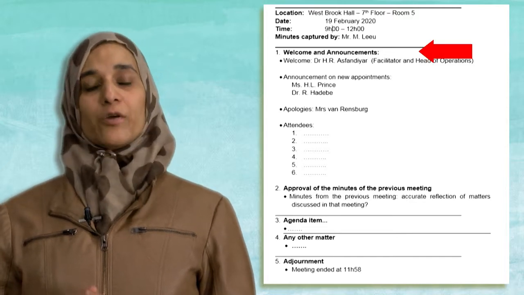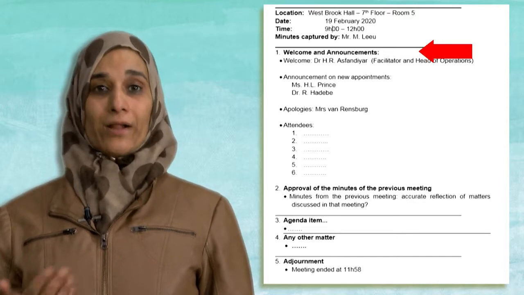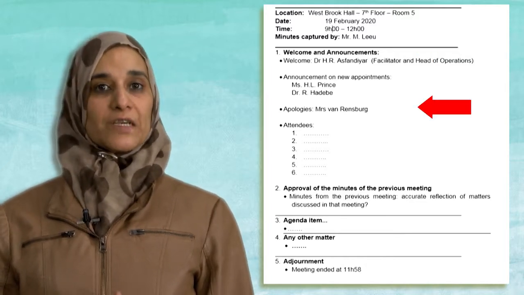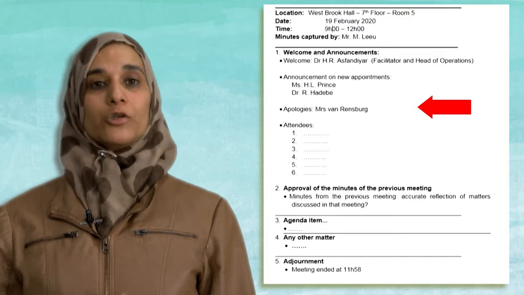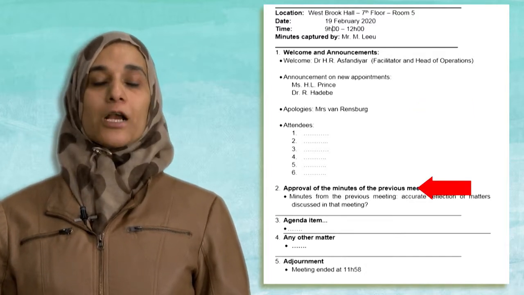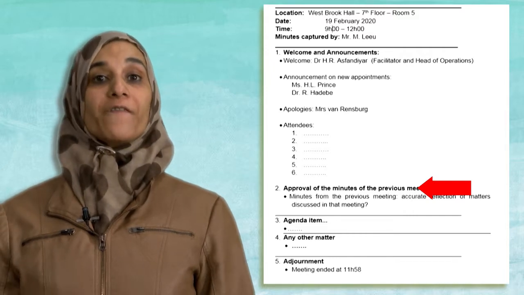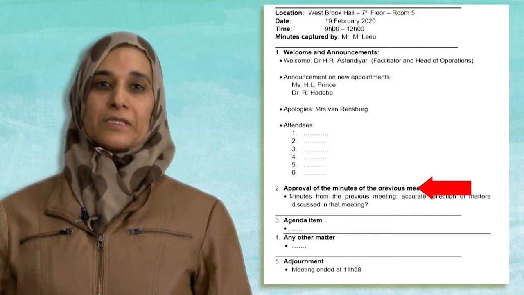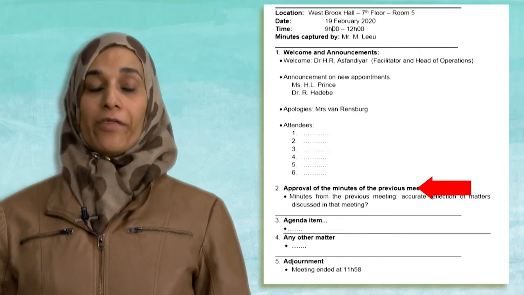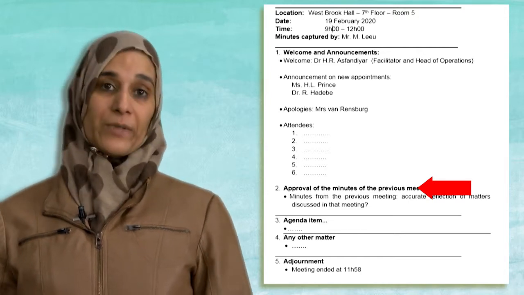The first item on the agenda is generally the welcome and announcements, followed by the apologies received for anyone unable to attend the meeting. What follows is a collective approval of the minutes of the previous meeting, where applicable, which can be accepted with or without amendments.